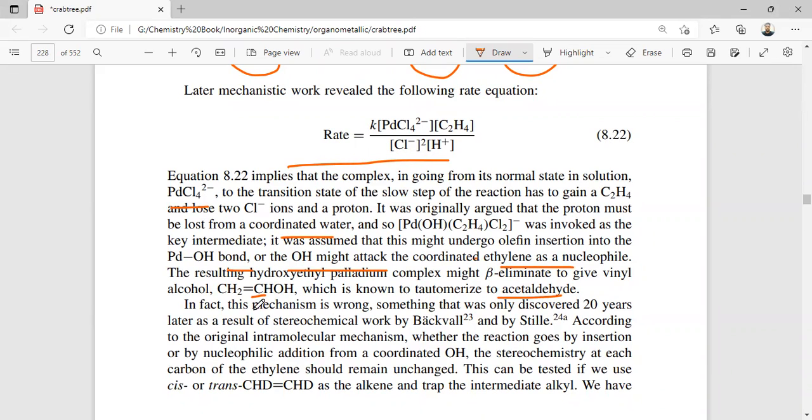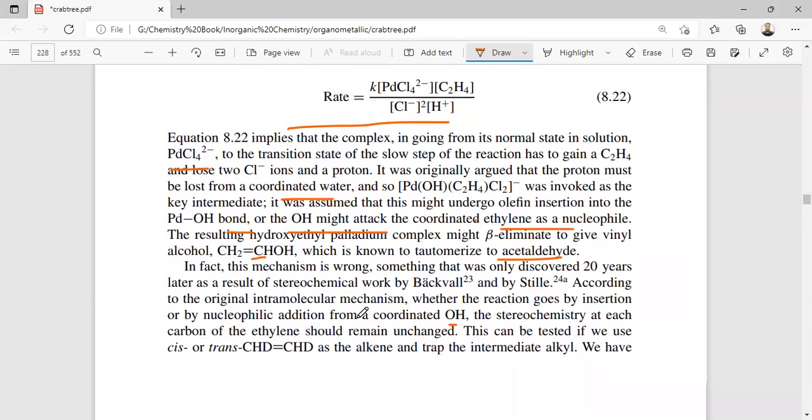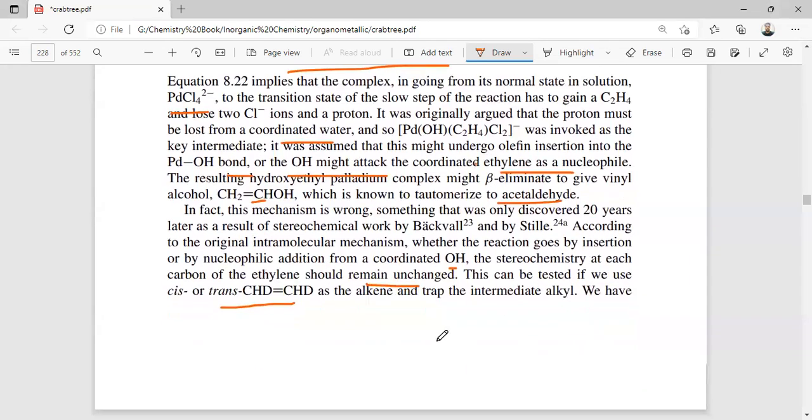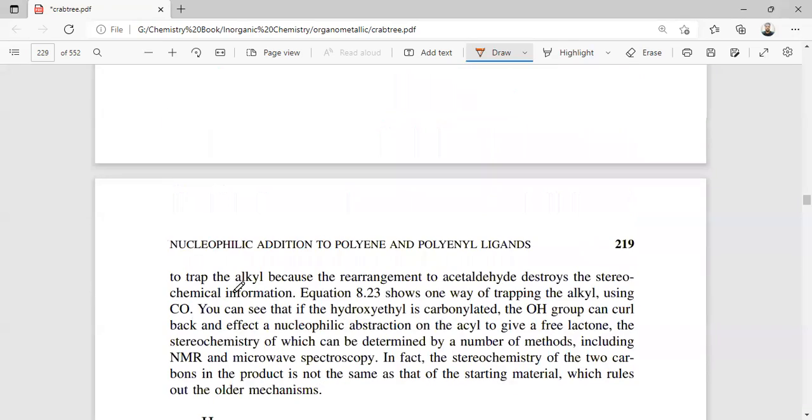Something that is only discovered 20 years later is the stereochemistry. According to the original intramolecular mechanism, whether the reaction goes by insertion or by nucleophilic addition to the coordinated ethylene, the stereochemistry at the carbon of ethylene should remain unchanged. This can be tested if you label the alkene with deuterium and trap the intermediate alkyl. We have to trap the alkyl because the rearrangement to acetaldehyde destroys the stereochemistry information.